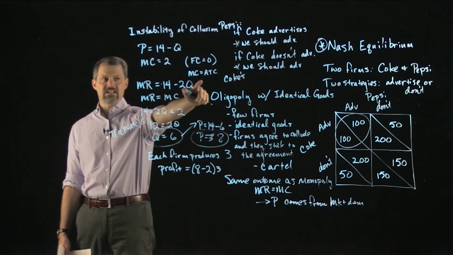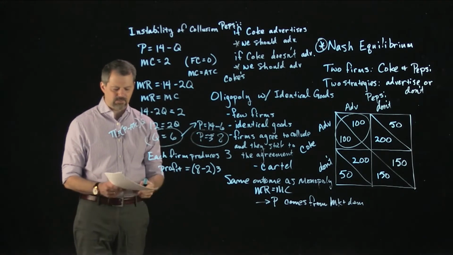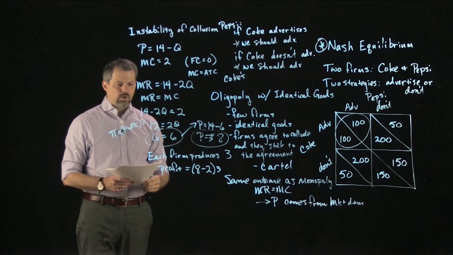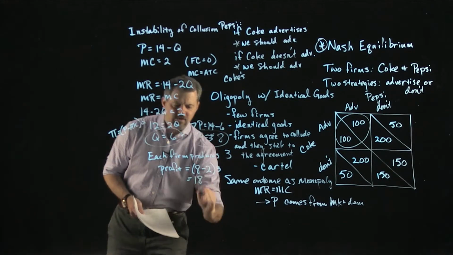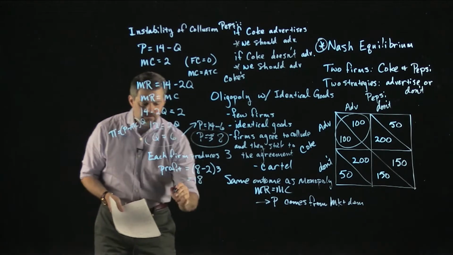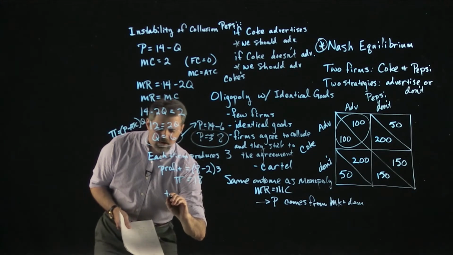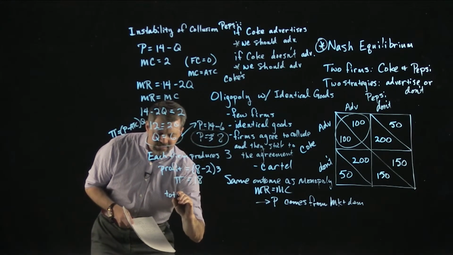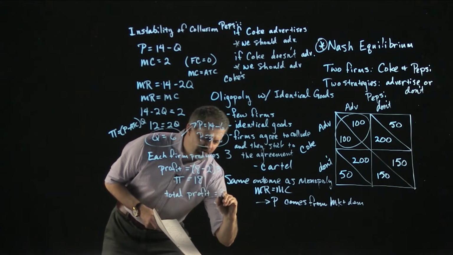And I'm taking advantage of this assumption that we've made where fixed cost is equal to 0. So what we've got here is 6 times 3. Each of them is going to earn a profit of $18. This is profit for each of the firms. Total profit would then, of course, be $36. Total profit is equal to 36.